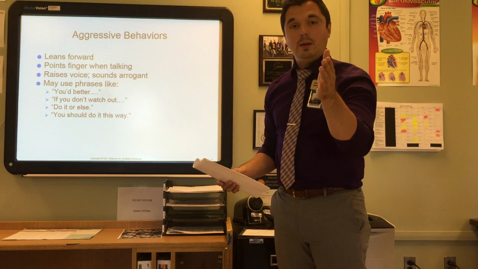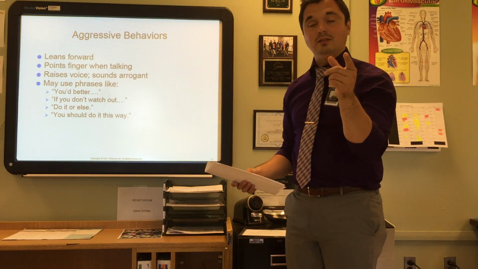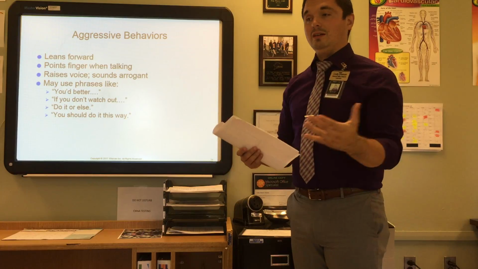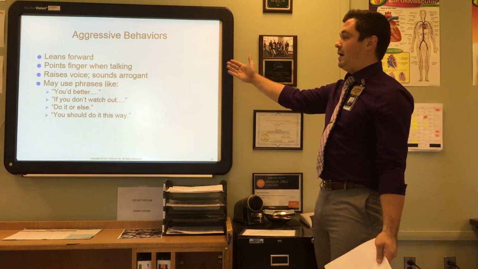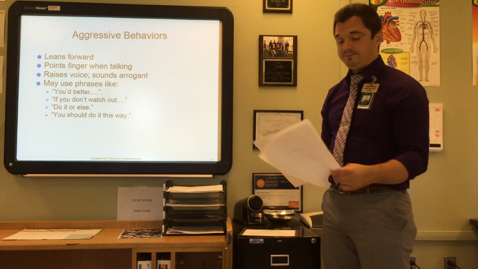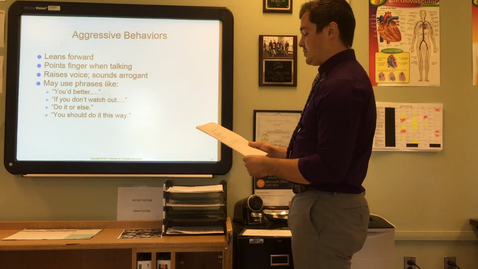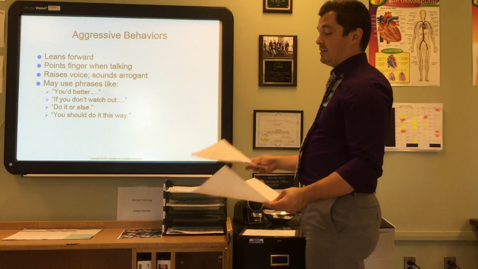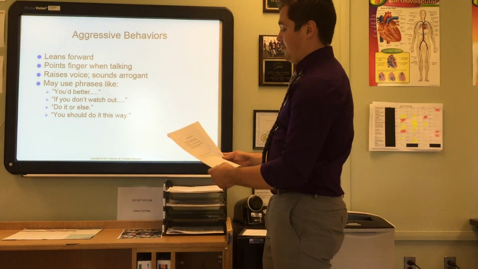Now the opposite of that is going to be that aggressive behavior where they're going to take their aggressions and they're going to show it to you. They're going to point at you. They're going to lean forward. They're going to raise their voice and sound arrogant. Okay? They could use terms like "you'd better" or "if you don't watch out" or "do it or else" or "you should do it this way." Okay? Aggressive individuals commonly exhibit these behaviors when dealing with conflict. So, just keep an eye out for those things.